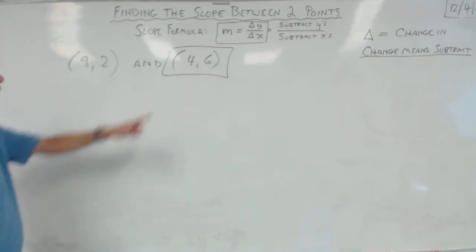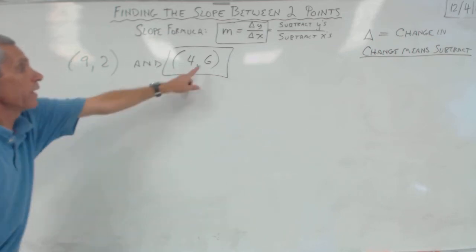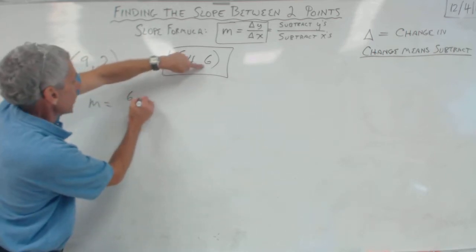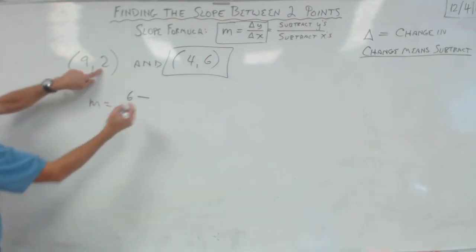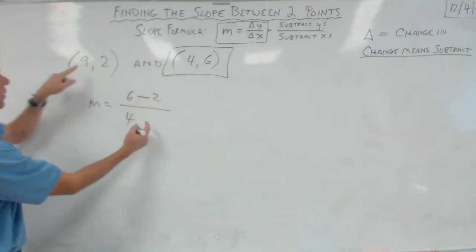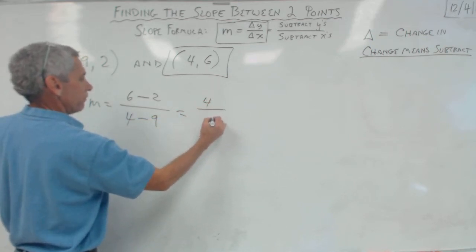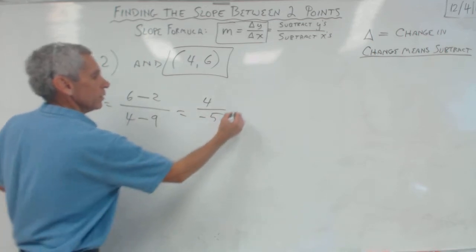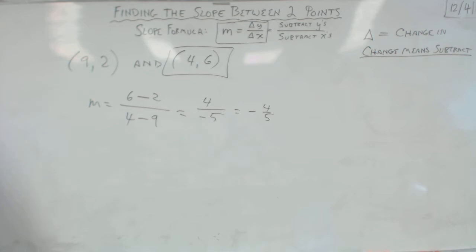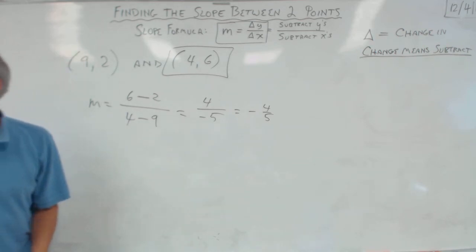All right, so I put a box around it, and all it says is I subtract the y's, but I have to start with this y. So m is equal to 6 minus, because change means minus, 2, all over 4, since I start with the one in the box, minus 9. That gives me 4 over negative 5, so negative 4/5. Easy?